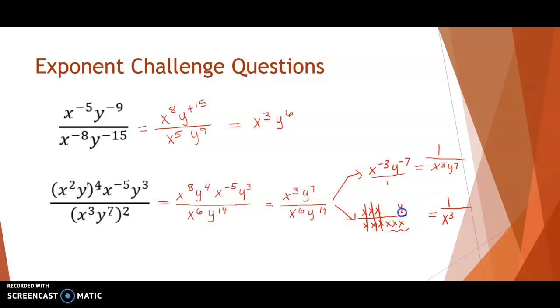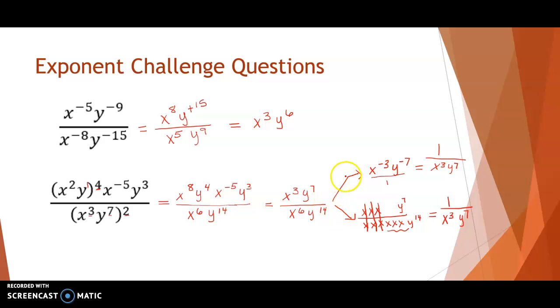Now I can do the same idea with the y's. I don't actually have to write them all out. There are 7 on top. There are 14 on the bottom. I can look at those numbers and recognize that 7 would cancel and 7 would be left. The remaining y's, the ones that did not cancel, would be in the denominator because that's where there was more to start out with. And so my y to the 7th would be in the denominator.